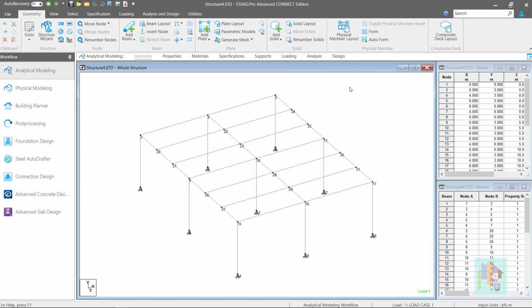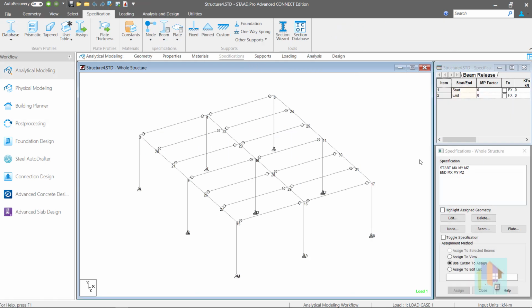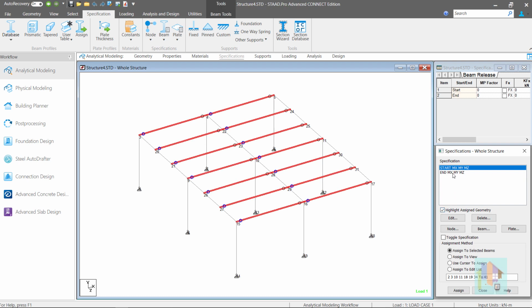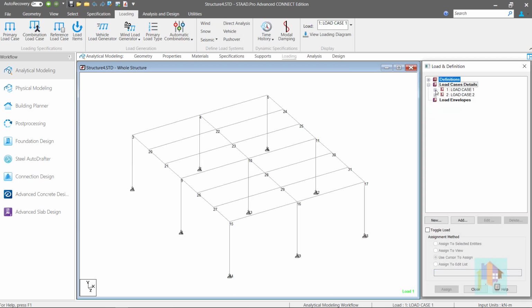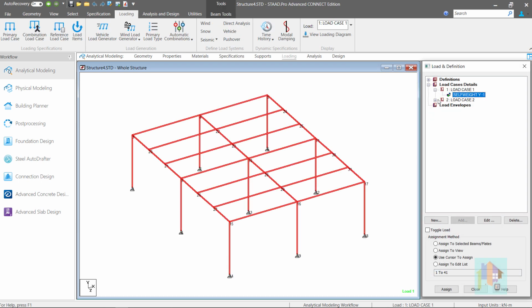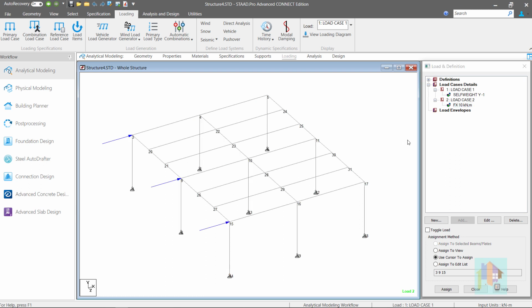Let's check another model. This is a frame model where full moment release is assigned to these beam members. The intention is to create a shear connection between these members. That's why all the rotational stiffness are released to eliminate any moment transfer. Two loads are applied on this structure: self-weight under load case 1 and load from the x direction under load case 2.